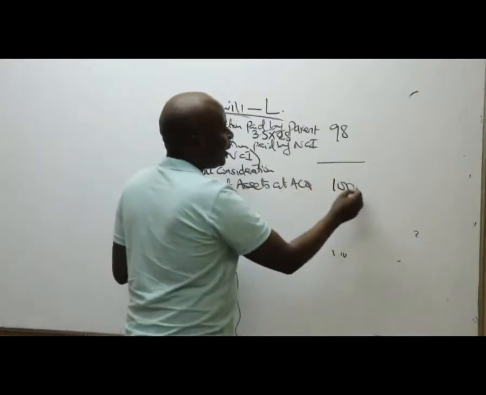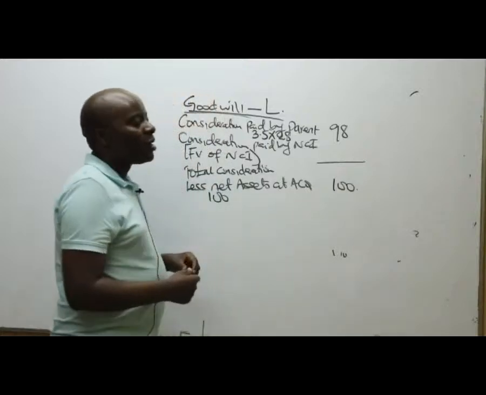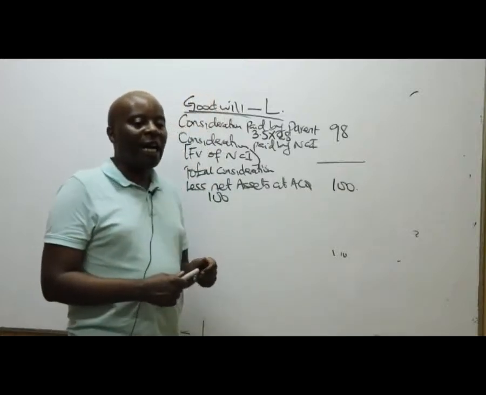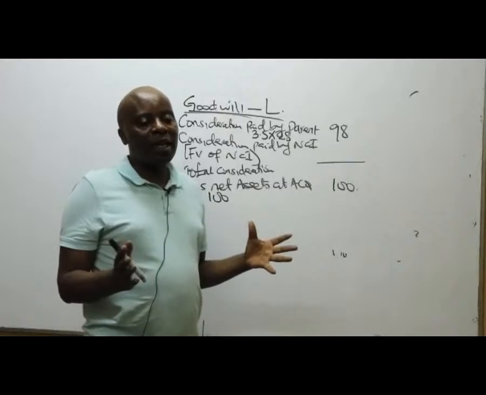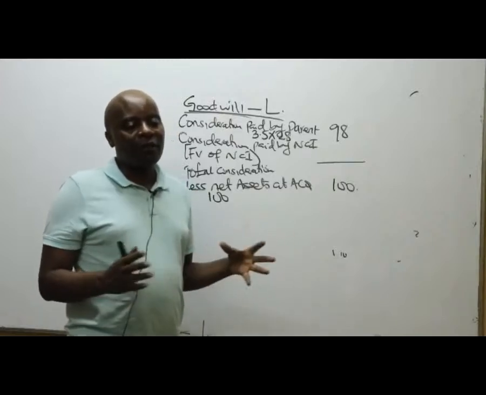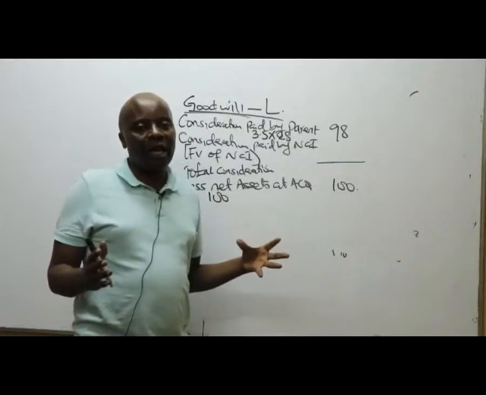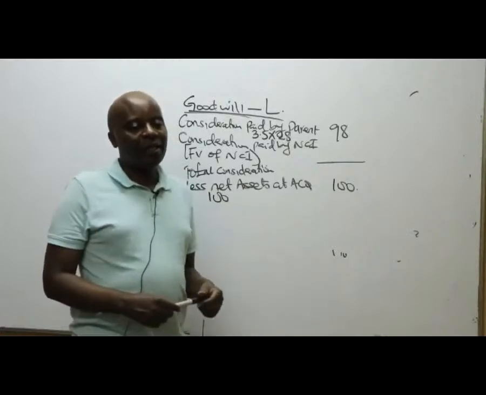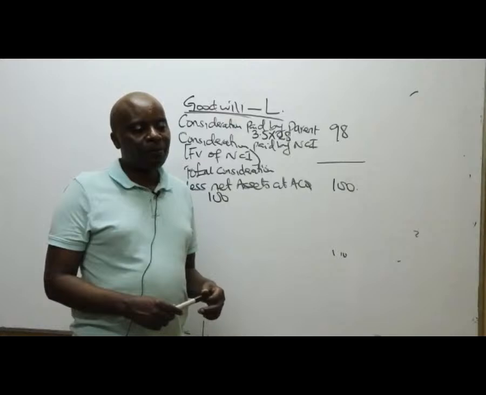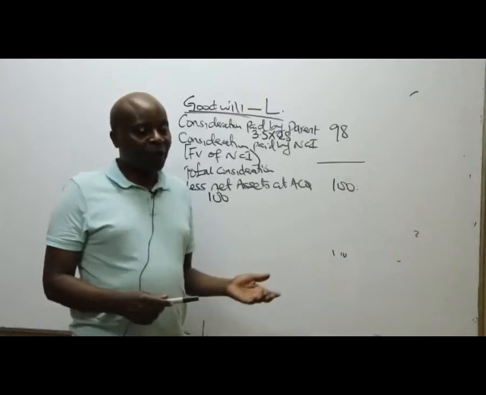Ladies and gentlemen, listen to me very well. This examiner has not given us the value of NCI. What should we do in an exam when we're not given the value of NCI? It's the partial method, isn't it?